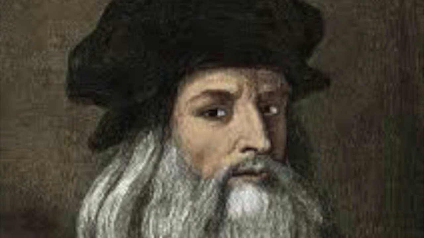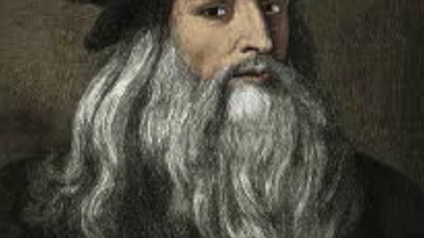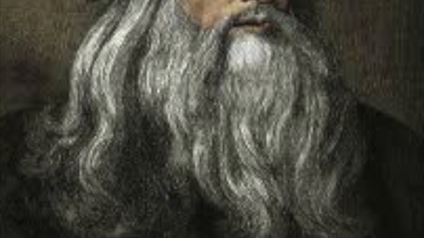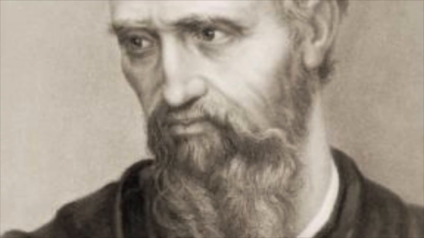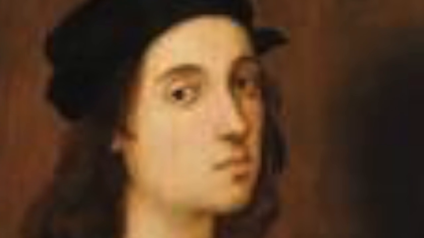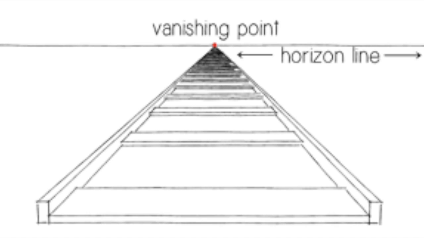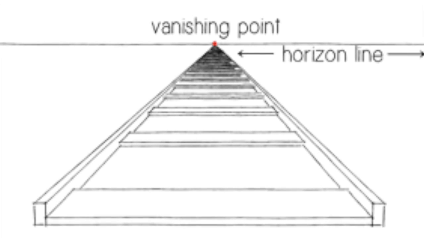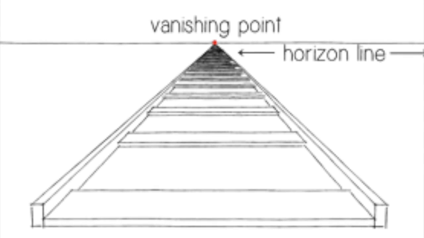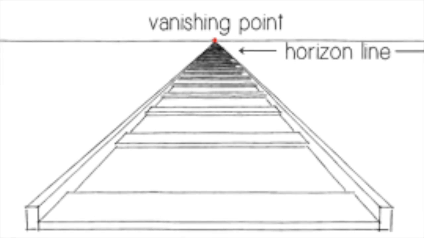Some of the artists during the time of the Renaissance that used this method include Da Vinci, Michelangelo, and Raphael. In linear perspective, there are parallel lines that recede into the distance, making it appear as if it was getting closer. There are several components of linear perspective. One main component is the vanishing point. The vanishing point is the point at which something appears to converge or meet in the middle.